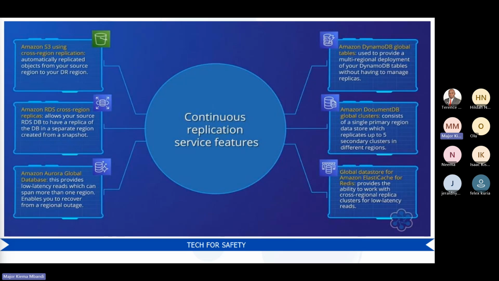Because remember, Dynamo is a fully managed service. So as long as you enable these settings, everything will be automated. Amazon Aurora global clusters consist of a single primary region data store which replicates to up to 5 secondary clusters in different regions. Amazon ElastiCache for Redis can also provide the ability to work with a cross-region replica cluster for low latency reads.